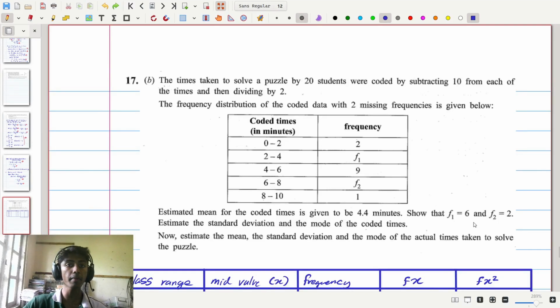2024 A-Level Combined Mathematics Paper 2 Part B, question number 17, Part B. Part A of this same question was discussed in a previous video, link in the top right. Part B of this question has to do with statistics and frequency distribution.